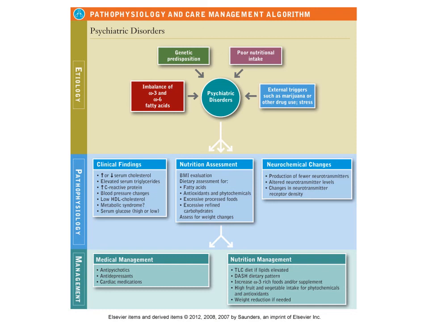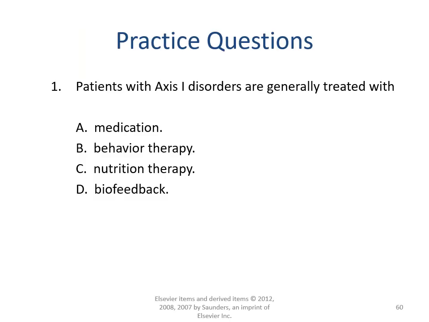So what we're going to be focused on is our major concern with psychiatric disorders, which is going to be poor nutrition intake. So looking at substance abuse and its interference with proper nutrition intake, a focus on omega-3s, and again, genetic risk. Our practice question: patients with Axis I disorders are generally treated with answer choice A, medication. These are things we commonly associate with medication treatments, such as ADHD and depression.